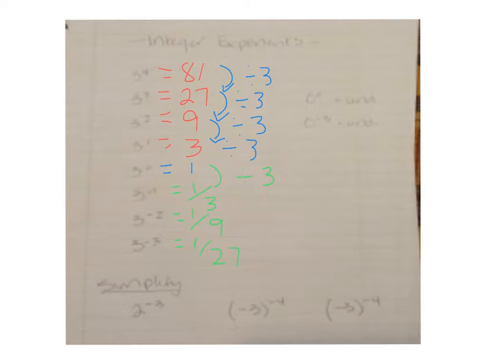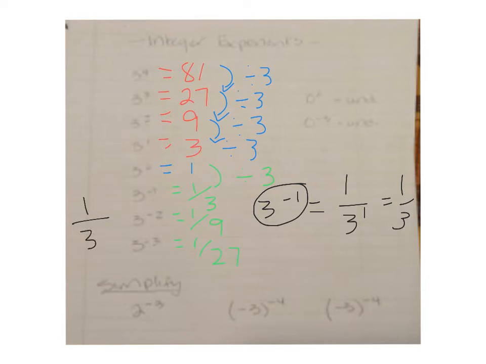So what's happening here? When you have 3 to the negative 1, this base of 3 is being affected by this negative 1. We're dropping it down to a denominator. It becomes 1 over 3 to the 1st power, which is 1/3. And then with 3 to the negative 2, we're dropping it down. It becomes 1 over 3 squared, which is 1/9. And the same thing goes with 3 to the negative 3rd.